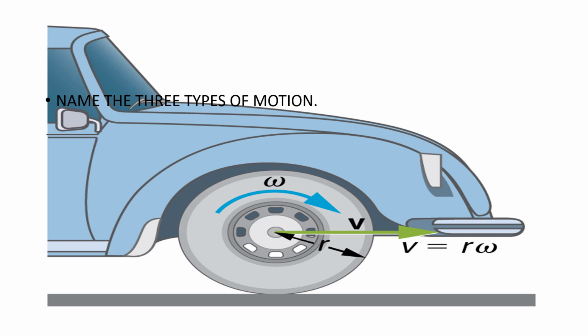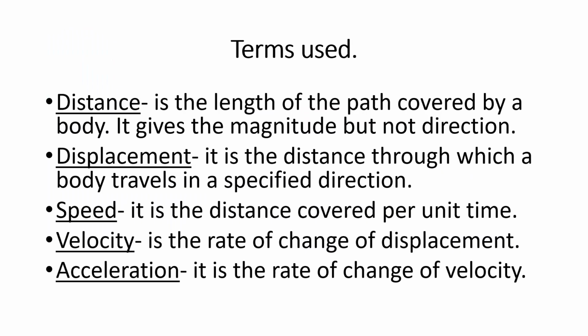The various terms that we'll be using in this topic are around five, and we'll need to understand in detail where the various formulas will be used. These terms include distance. Distance is the length of the path covered by a body. You will note that distance gives us the magnitude but not direction. What this tells you is that distance is a scalar quantity.